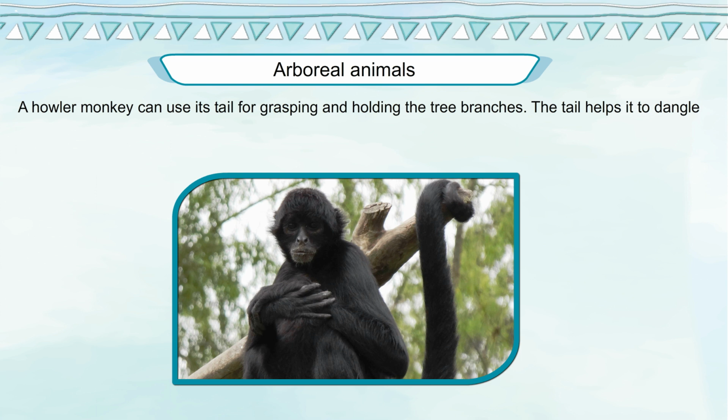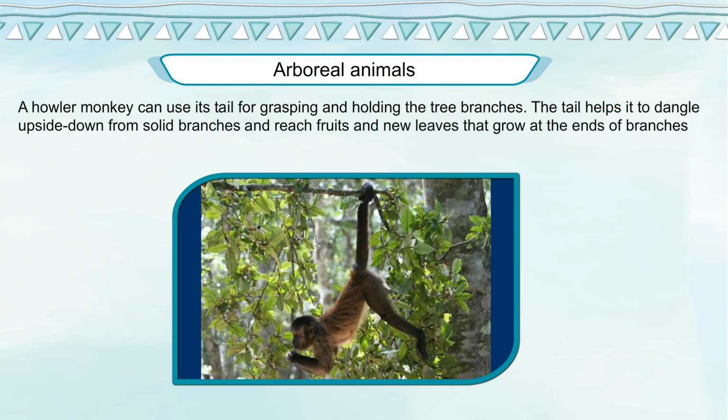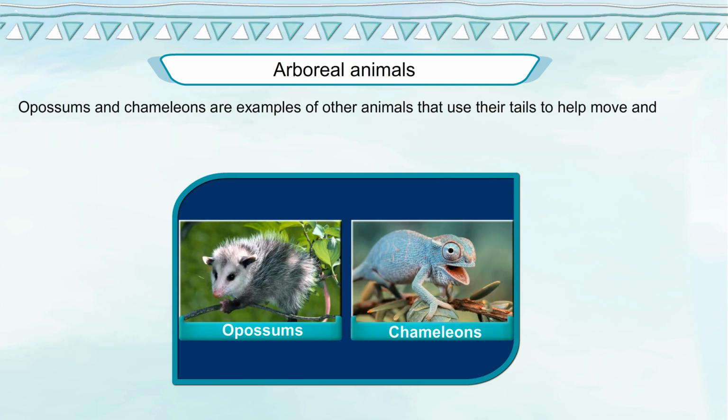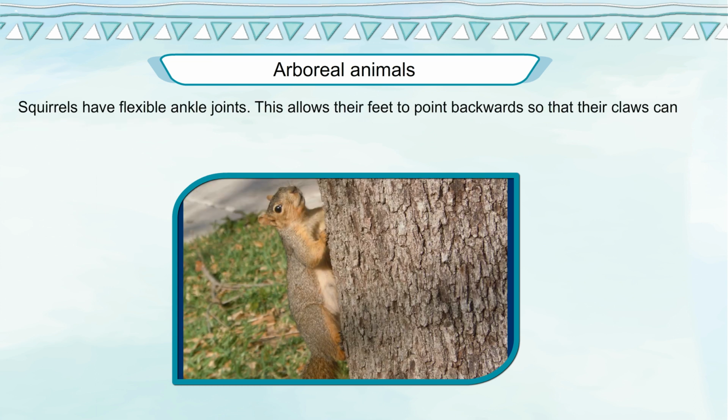A howler monkey can use its tail for grasping and holding the tree branches. The tail helps it to dangle upside down from solid branches and reach fruits and new leaves that grow at the ends of branches which might not be able to support an animal's weight. Opossums and chameleons are examples of other animals that use their tails to help move and balance themselves on trees.